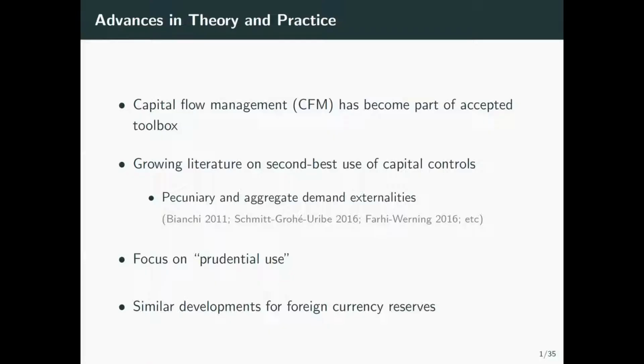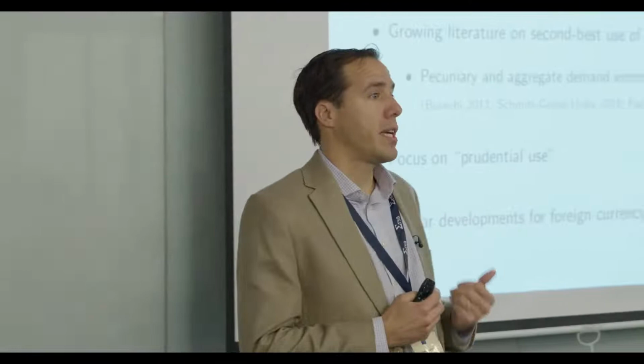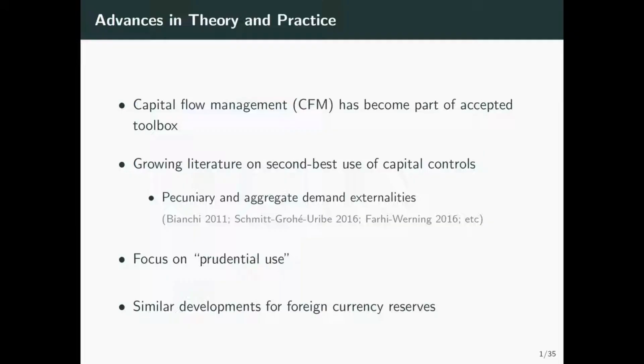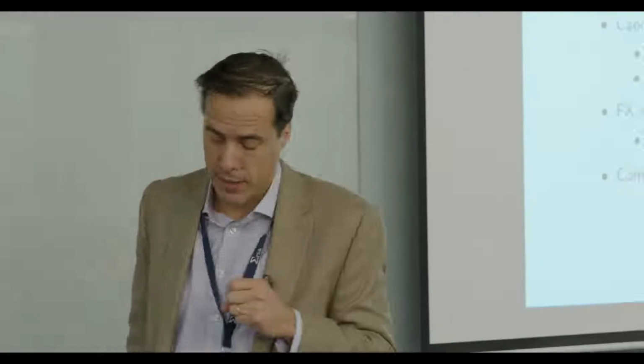Much of the focus of this literature has been on the prudential scope for these policies, in the sense of interventions that are designed ex ante to try to improve outcomes when a shock hits ex post. So what we do in this handbook chapter is develop a simple model to revisit some of the literature through the lens of a unified framework, and we also try to shed some new light on some of these topics. I'm going to talk today about some of these themes. There's a lot more in the chapter that I won't be able to cover in detail.